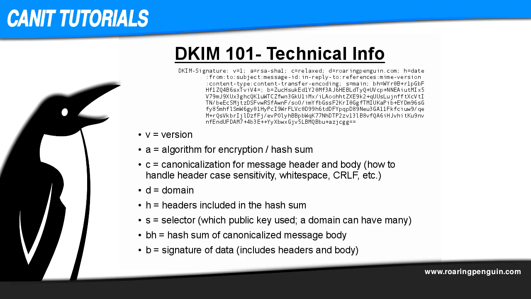As a message passes through servers on its way to its destination, new message headers will be added, and some can be removed or changed. The DKIM signature should include some headers, such as the from, to, and subject, but not all. The header tag lists which headers are included.